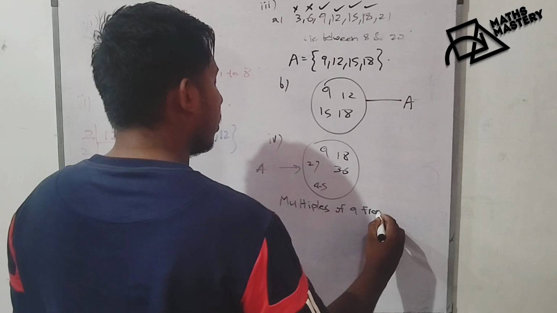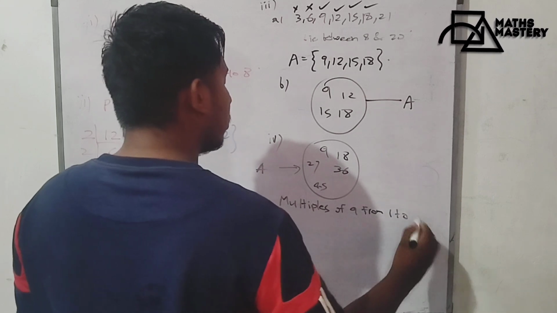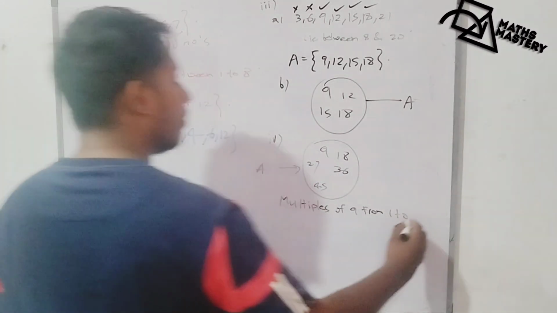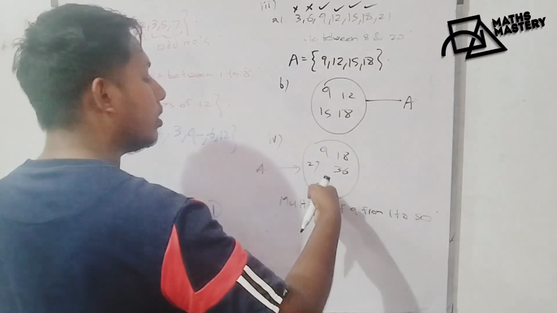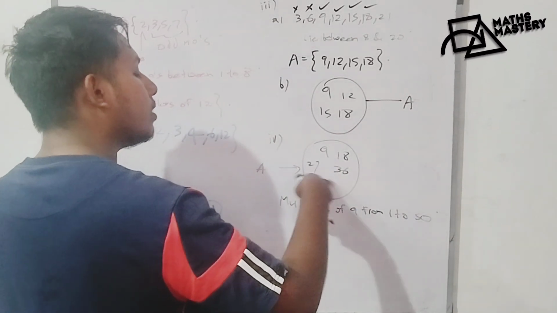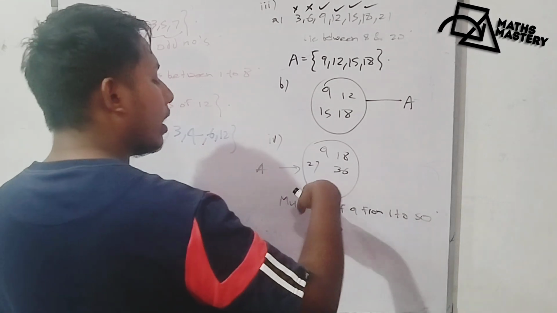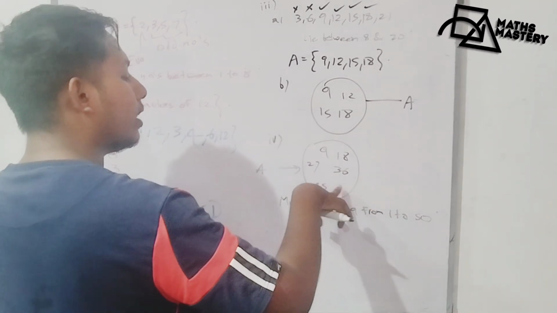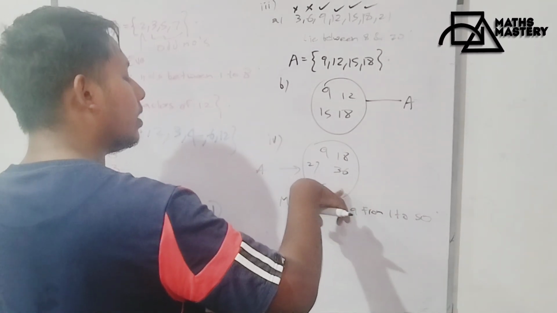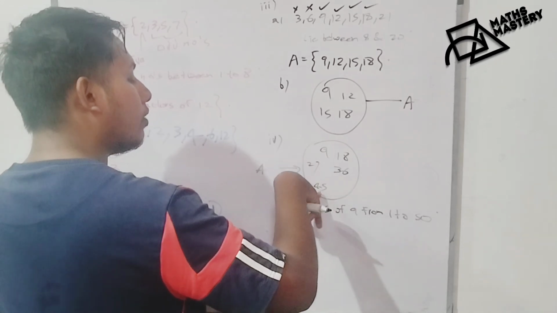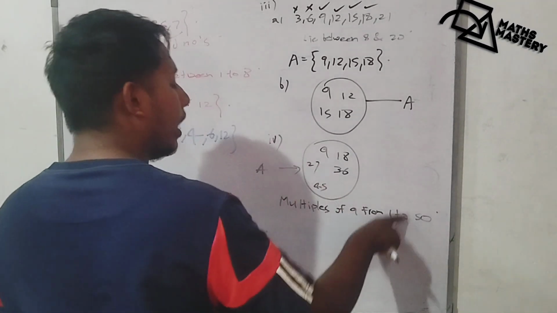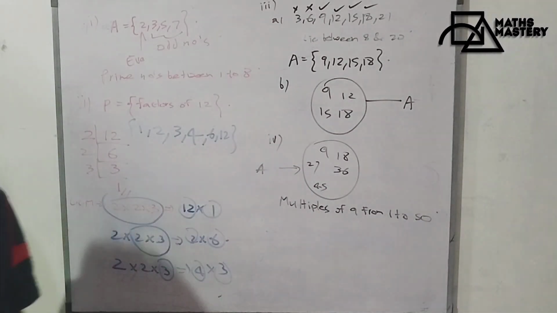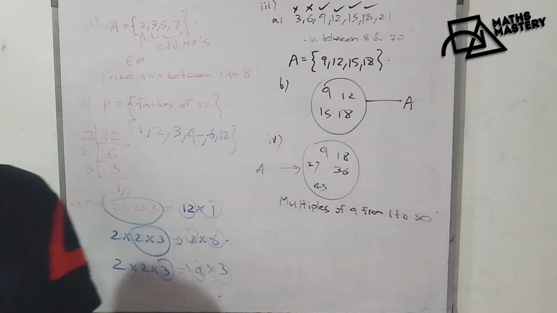Multiples of 9 from 1 to 50, right? Like that, 1 to 50, because they have not used the numbers which exceed 45. So can the next multiple of 9 be represented here? No. Normally after 45 the next multiple of 9 is 54, so we can't use it. Why? It exceeds 50. Clear? Okay, so let's go to the next one.